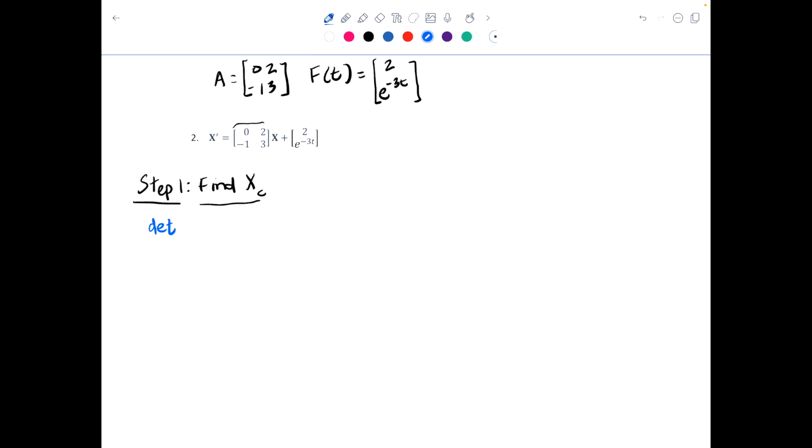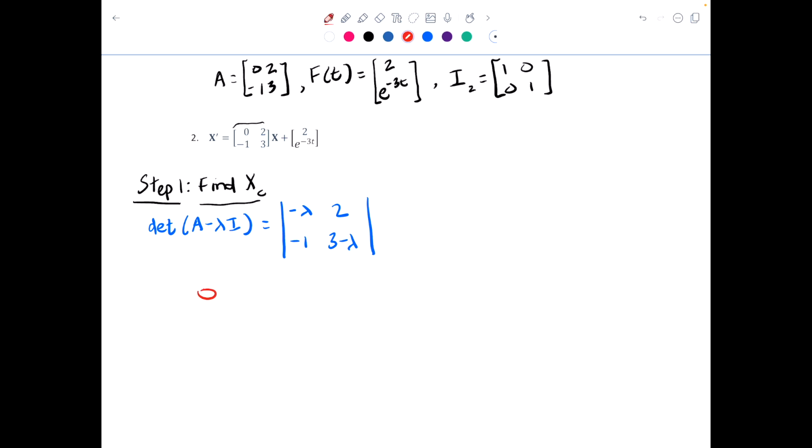We need to find the determinant of A minus lambda I. Again, I in this case is I2, which is 1, 0, 0, 1. And so our determinant will be equal to negative lambda, 0 minus lambda, and then 2, negative 1, and 3 minus lambda. Now we'll set that determinant equal to 0, because that's what we'll be solving to find the eigenvalues.